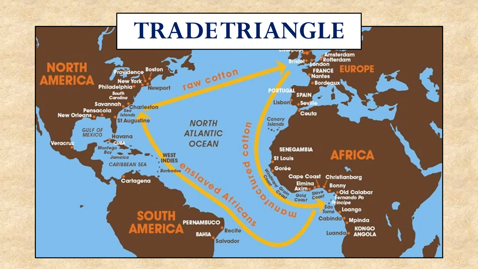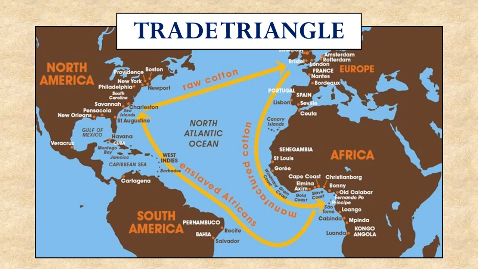Now, remember, the way this works is you have European countries that establish colonies in order to extract resources and then sell goods to them. So here on this diagram, we have at the very top raw cotton flowing to Europe from the New World. We also have manufactured goods flowing to Africa from Europe. And we have enslaved Africans flowing from Africa to North America to work on the cotton plantations.